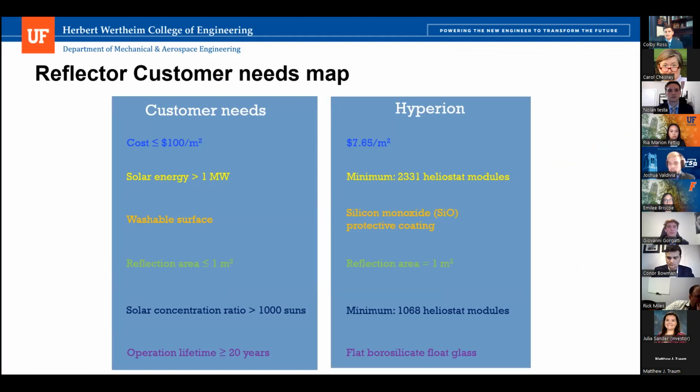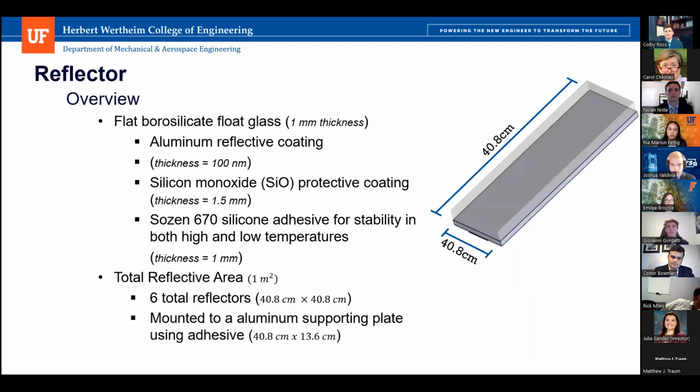So some of the customer needs for the reflector are, overall, the whole heliostat module was supposed to be less than $100 per meter squared of reflective area. It needs to provide greater than 1 megawatt of solar energy. It needs to be a washable surface. Reflection area needs to be less than or equal to 1 meter squared, and our heliostat module is around 1 meter squared. Well, actually, exactly. It needs a solar concentration ratio of greater than 1,000 suns, and the operational lifetime needs to be greater than 20 years. And there you can see the features for all of these customer needs and how they were met. I can explain that better on the next slide.